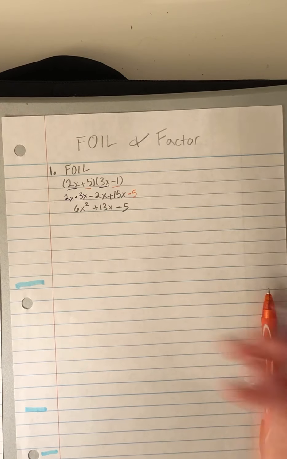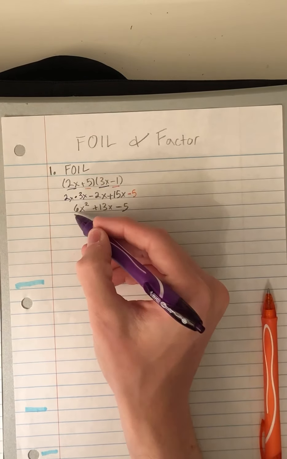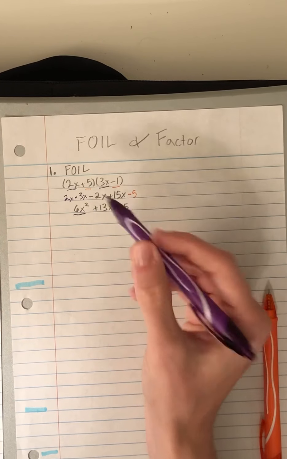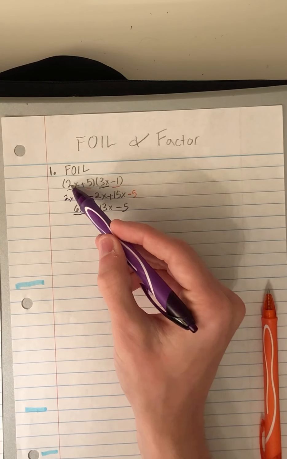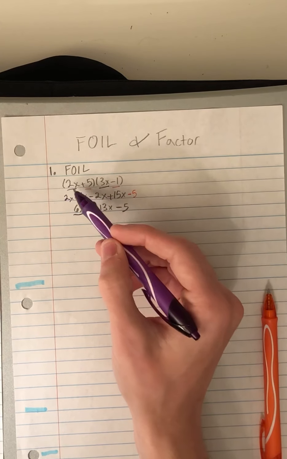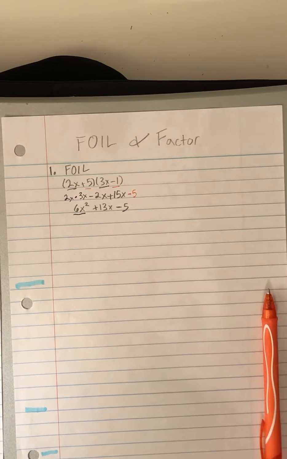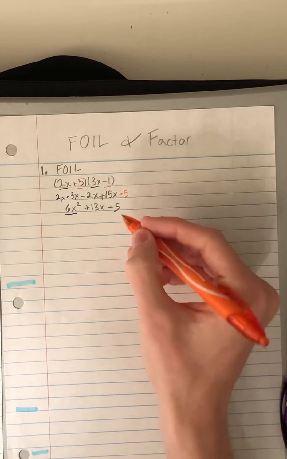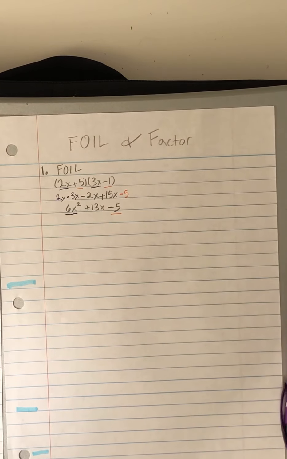But my first term came from the numbers in the first slots, or my first term has factors of the numbers that go in the first slots. And my last term has numbers that are factors that go in the last slot. We're going to kind of explore that idea today with factoring and foiling.